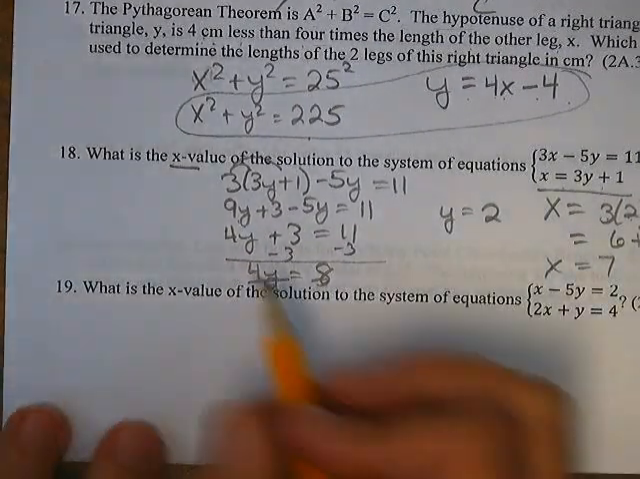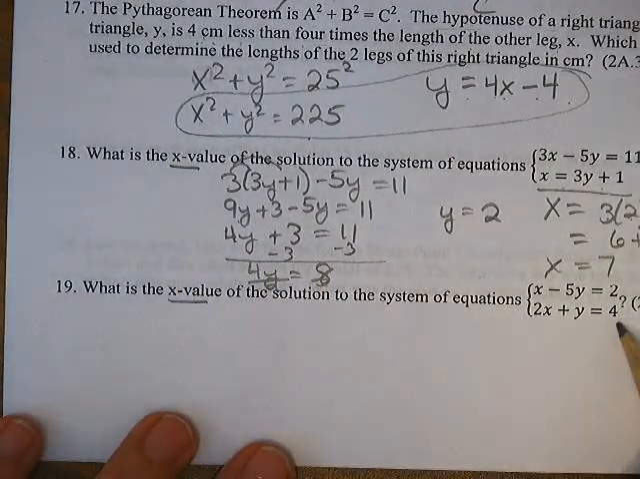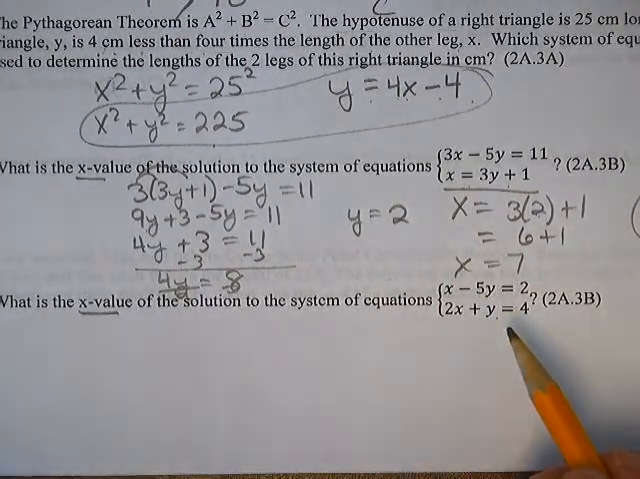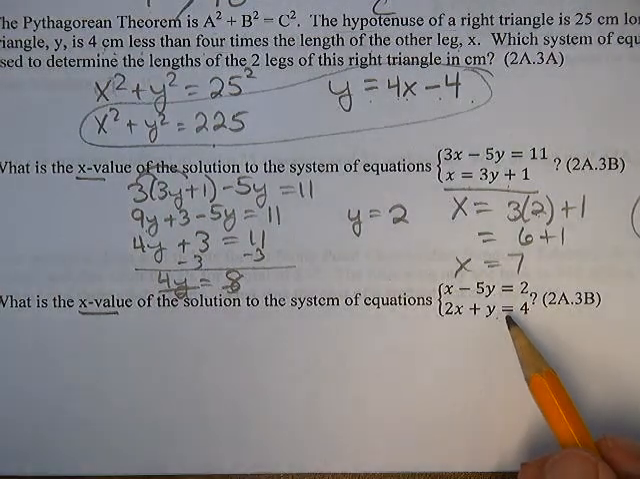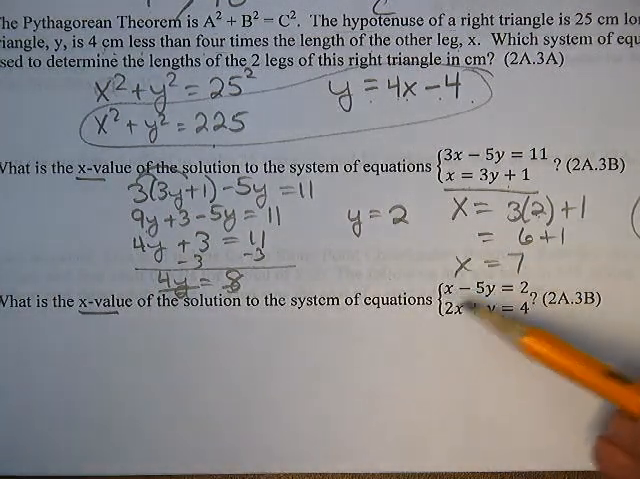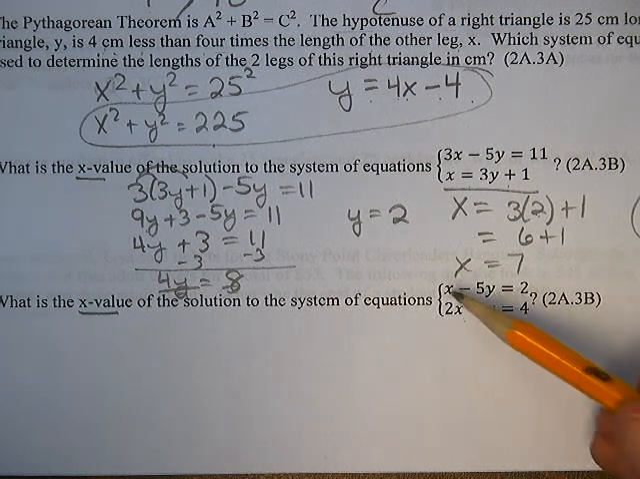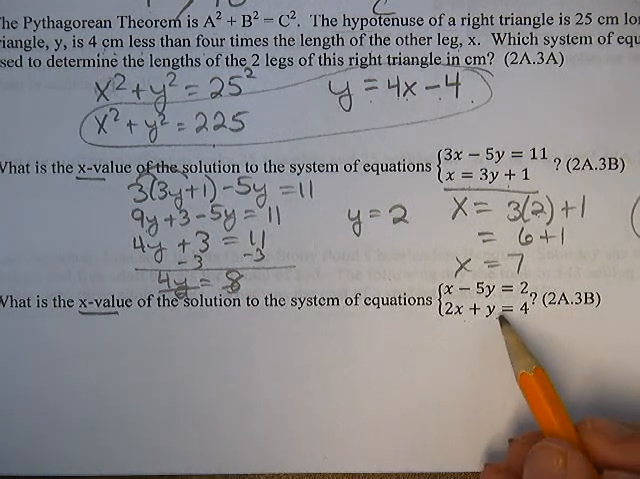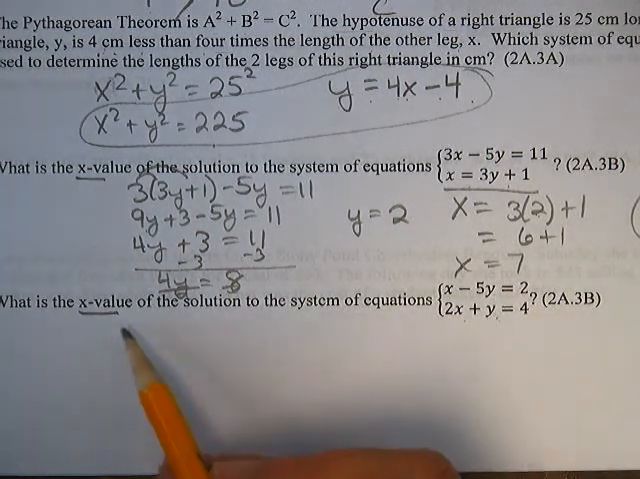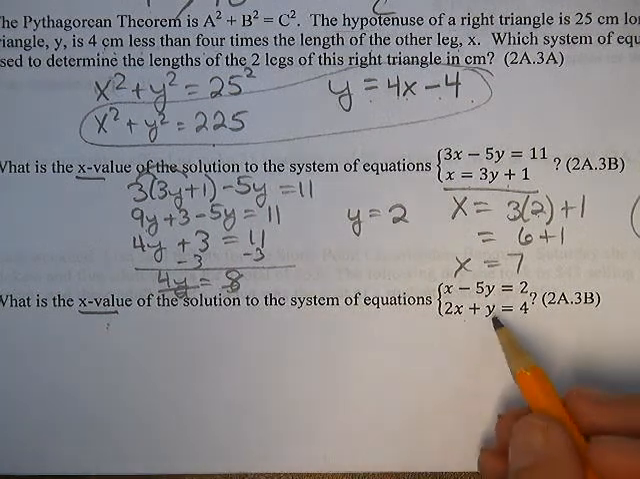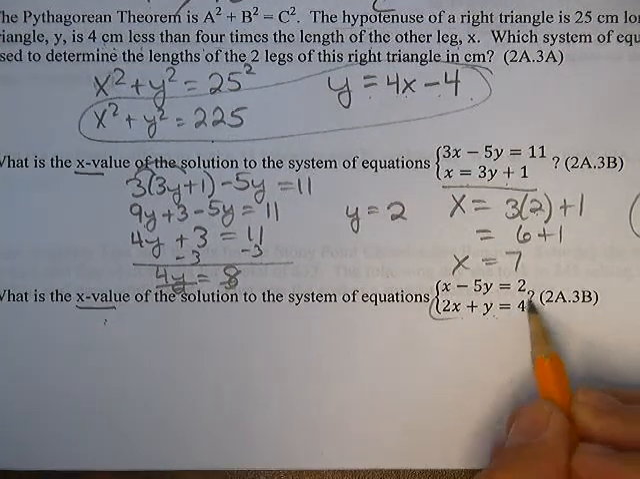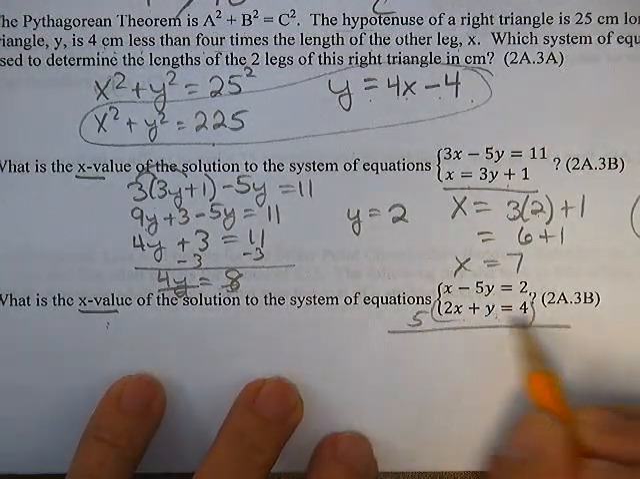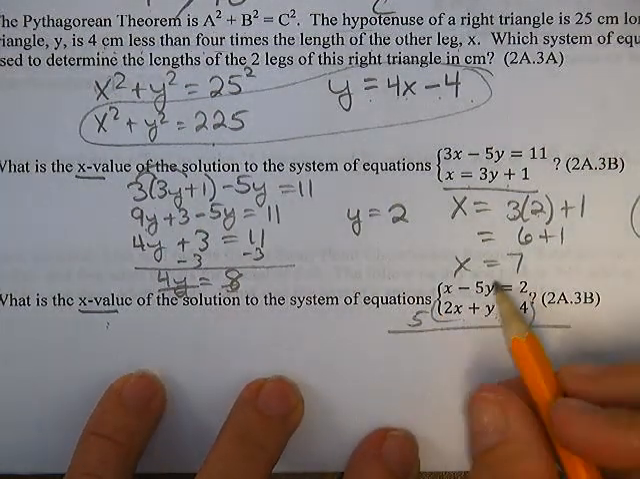Question 19. Again, just what is the x value? Both my equations in this case are in standard form, so I'm going to go ahead and use elimination. Neither my y's nor x's have the same coefficients, so I'm going to have to multiply by something. I'm going to eliminate my y's because I only want my x. So if I multiply this bottom equation by 5, I will have the right value, 5y, to eliminate y's.